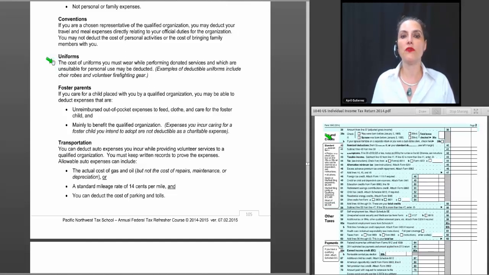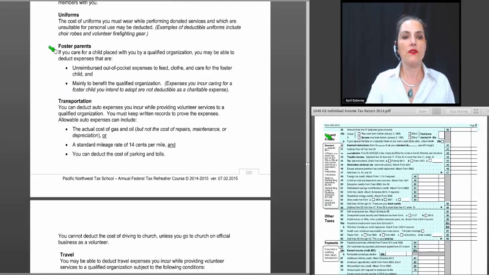Uniforms. The cost of uniforms you must wear while performing donated services and which are unsuitable for personal use can be deducted. Foster parents. If you care for a child placed with you by a qualified organization, you may be able to deduct unreimbursed out-of-pocket expenses to feed, clothe, and care for the foster child, and mainly to benefit the qualified organization.